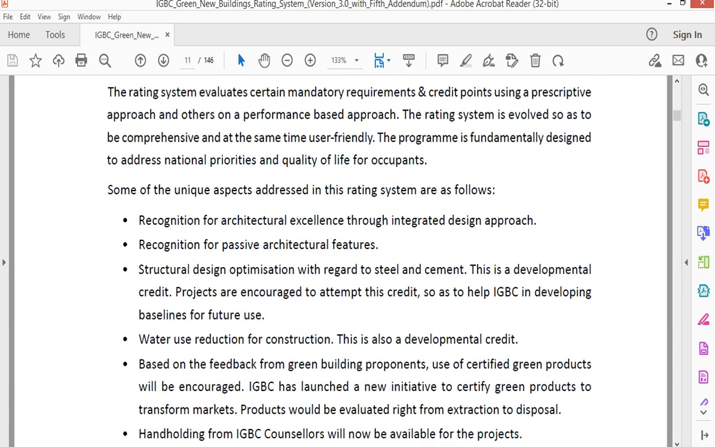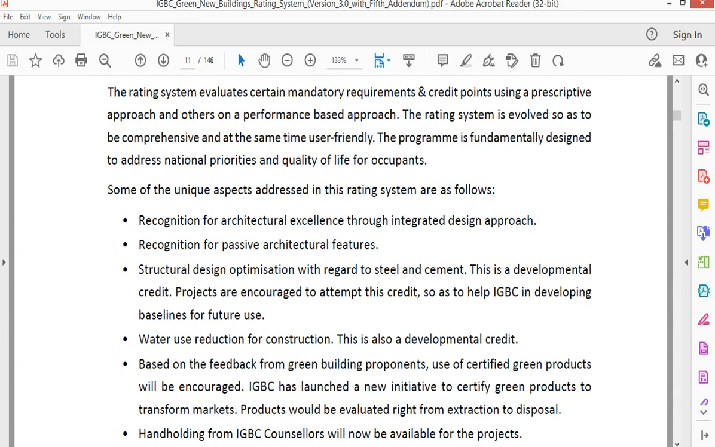So the rating system actually evaluates certain mandatory requirements and credit points by using a prescriptive approach, while others are done on a performance-based approach. The prescriptive approach refers to the use of building codes in order to show compliance with the building performance. So for this actually I would be giving two examples.